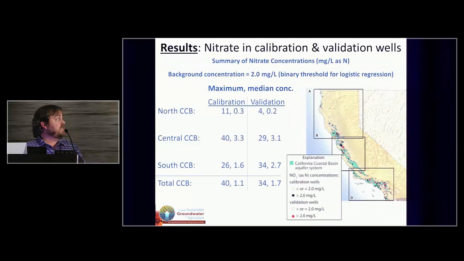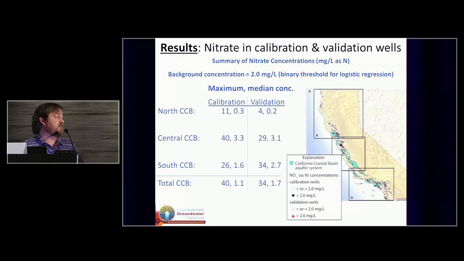So here's some results. First of all, the nitrate concentrations from the data from our wells. What you're looking at here are the maximum and median concentrations of nitrate. This again is reported as N. So we have the maximum nitrate was 40, so 4 times our drinking water standard.